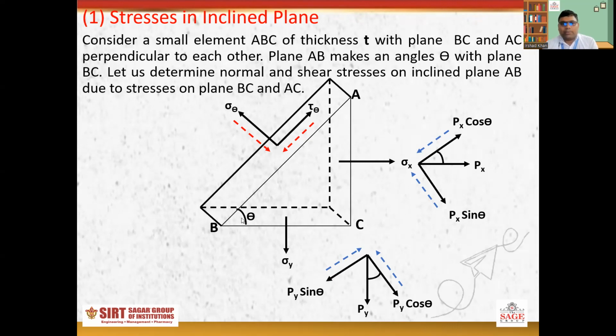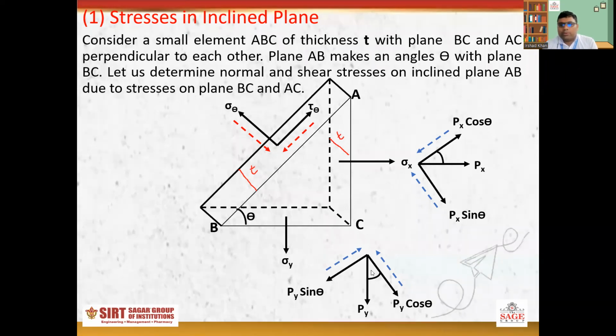So consider a small element ABC of thickness T. The thickness of this element, suppose this one is T. This thickness you can see here, this is T, so this will also be T. The whole thickness is T. And you can see the plane AB makes angle theta from BC, and AC and BC are two mutually perpendicular planes.